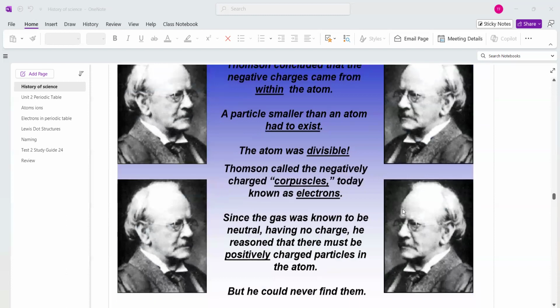In fact, he called electrons early on corpuscles. And this talks about how atoms or protons came to be. Okay.